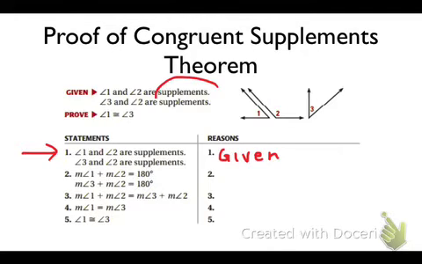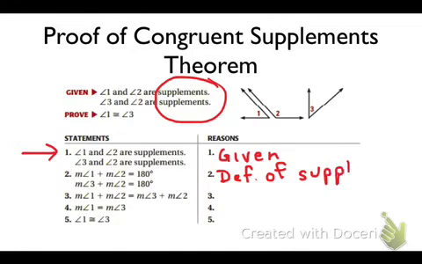Again, we used vocab. Anytime we use vocab in our proof, we are going to define it. So this is definition of supplements. We know if they are supplements, the measure of their angles equals 180 degrees when you add them together. Alright? So this looks very similar to the proof of the right angle congruence theorem. This now says we've got two pairs equal to the same thing. Obviously, both equal to 180, then they must be equal to each other thanks to the transitive property.